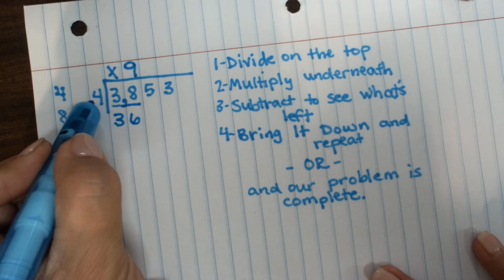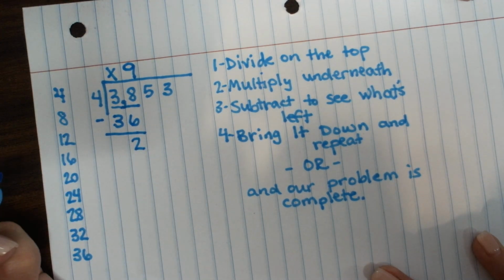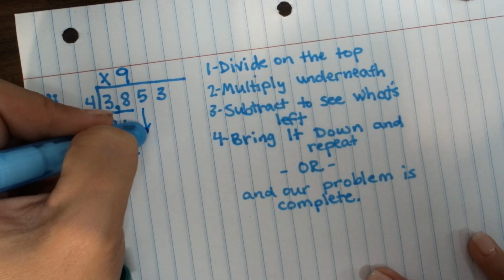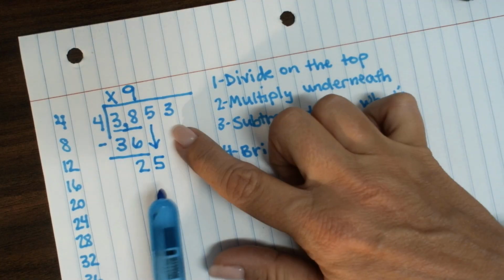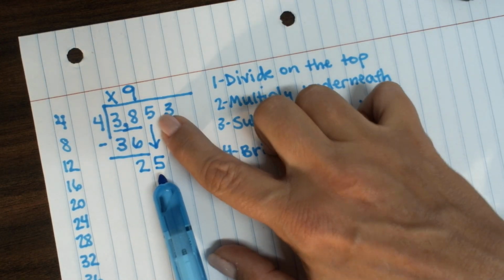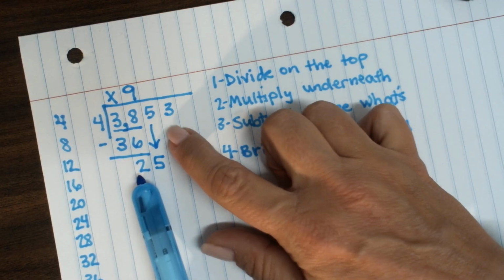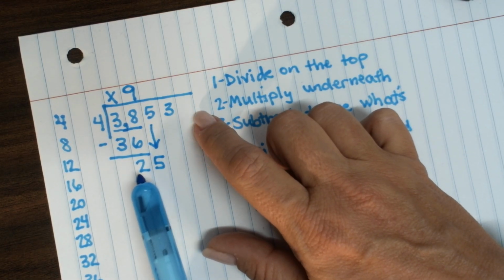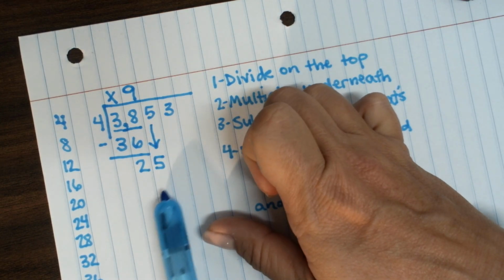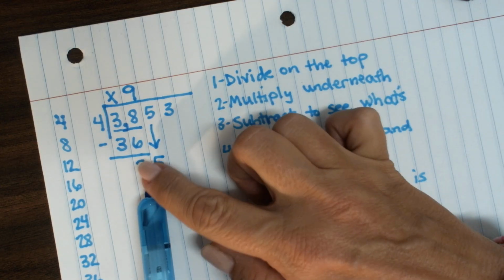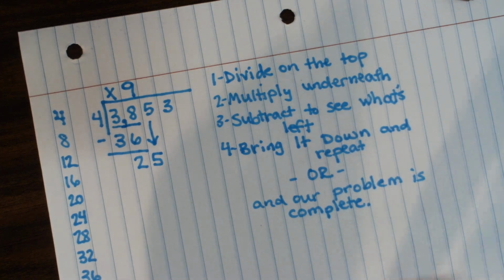So divide on the top, multiply underneath, I did my 9 times 4. Subtract to see what's left. Bring it down and repeat. Now remember, here's something that I have seen go wrong a couple times. Some of you are bringing down the next number and moving it further over, so you're getting confused by what place value you're currently in. Another thing I'm seeing is that some of you have tried to bring the number down underneath, like this 2, to try to subtract, and you can't do that. You are moving by place value.